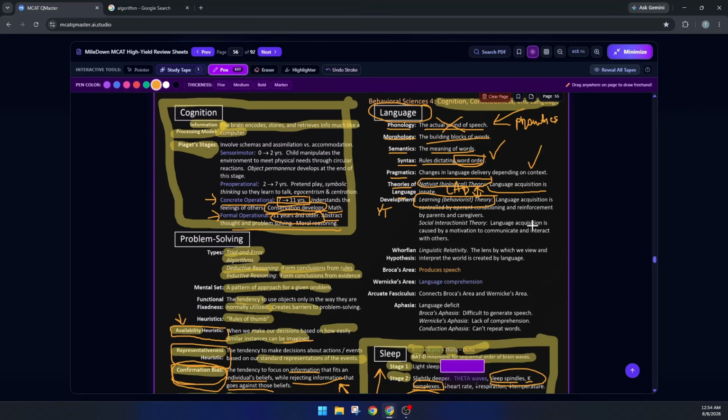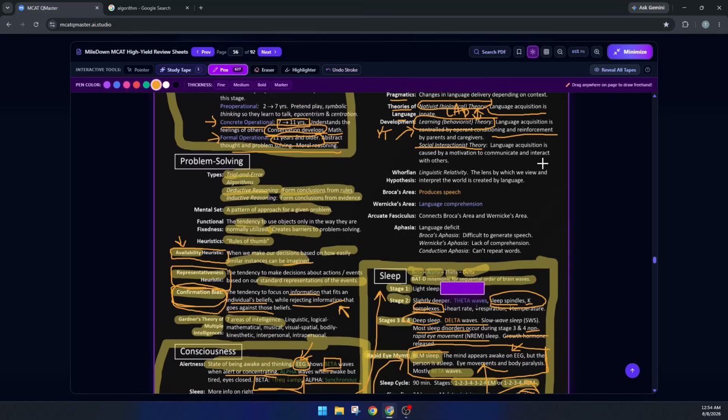Learning behaviors theory means that we acquire language as babies due to conditioning or reinforcement. A lot of people don't really believe in this, but it is a theory, and it might show up on the exam, so it's good to learn it. Social interactionist theory is pretty self-explanatory.